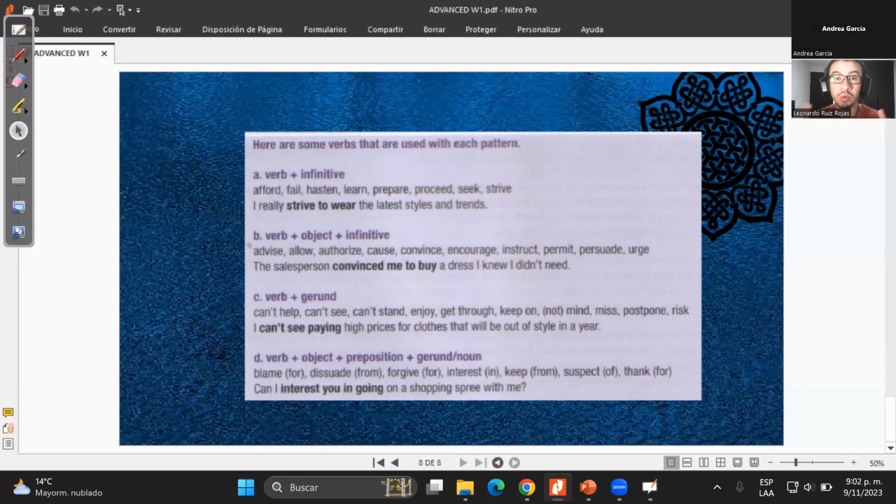So try to make the examples related to your life. Algo muy cercano a ti, and it's going to be more meaningful. Va a ser más significativo. Por lo tanto, es como más fácil de recordar. Ready? Yes, teacher.